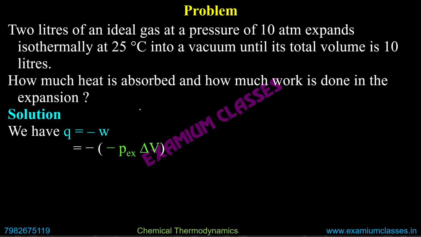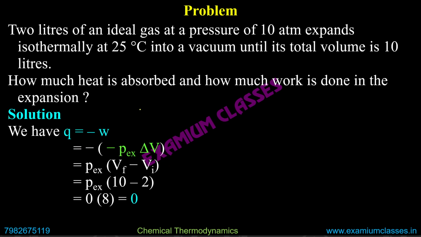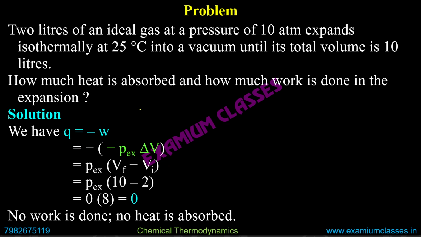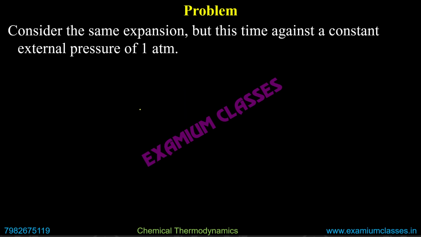So we have Q equals to minus W, W is minus Px delta V, which will be 0. So no work done, no heat absorbed. Next part of the same question. Now consider the same expansion, but this time against a constant external pressure of 1 atm. So we will apply the same formula.